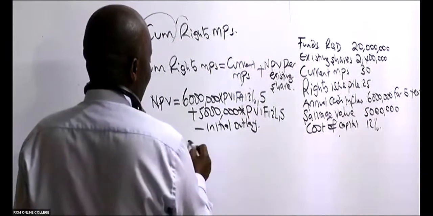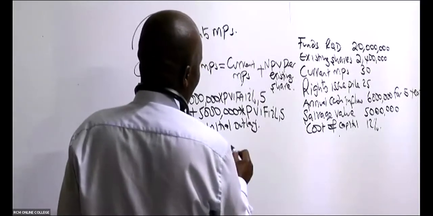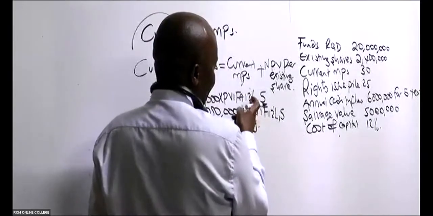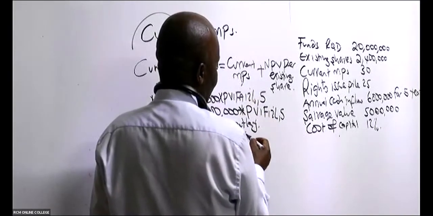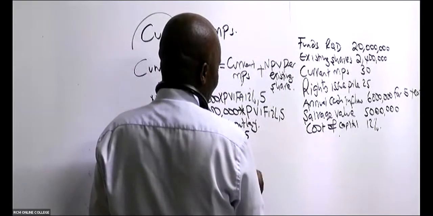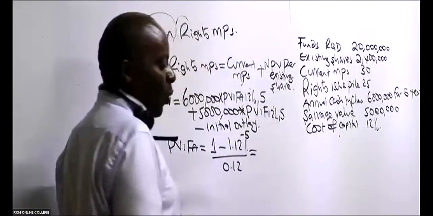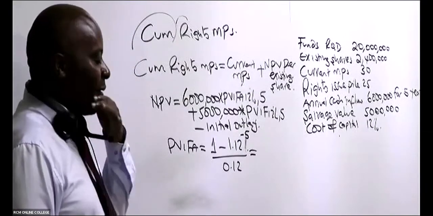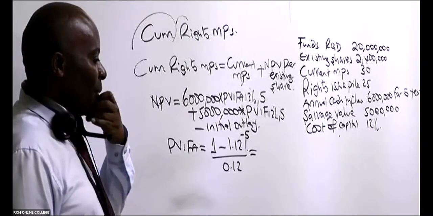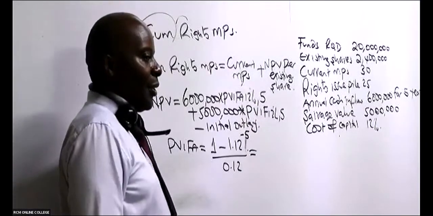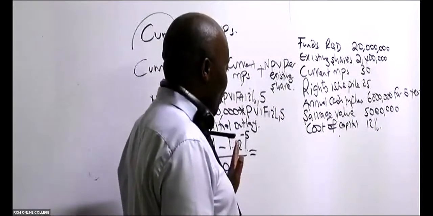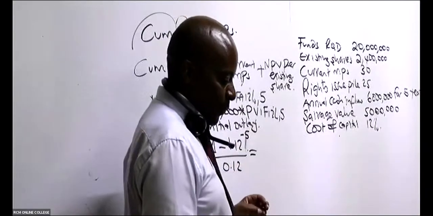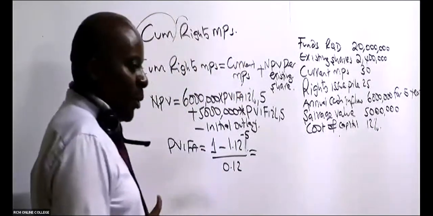So then are you able to give me the PV-FAR in this case? Let me try you out. Anybody who is able to give me this PV-FAR: 1 minus 1.12 raised to negative 5, everything divided by 0.12, which will end up giving us a what figure? Remember the formula of PV-FAR. I know right now I'm teaching experts. So 1 minus 1.12 raised to negative 5, and then we divide everything by 0.12.